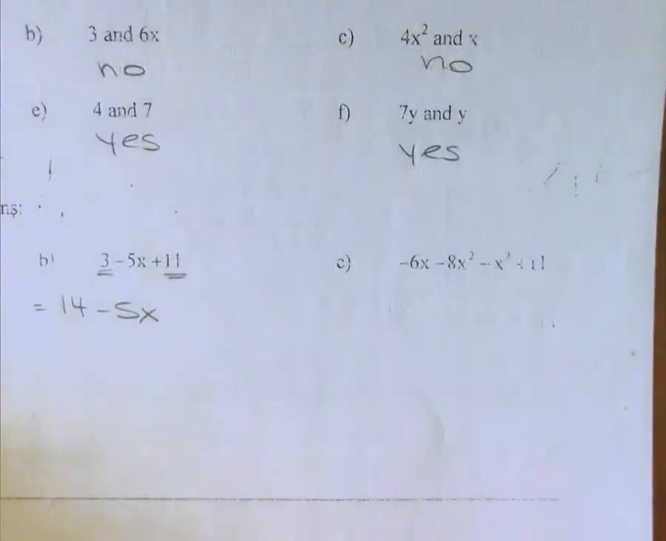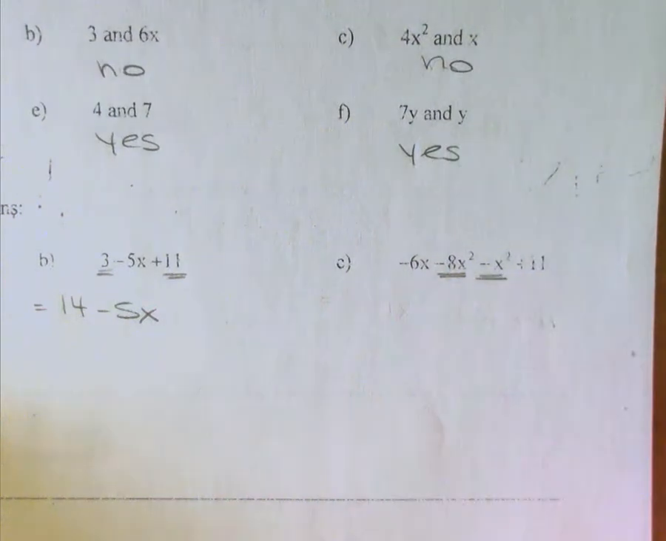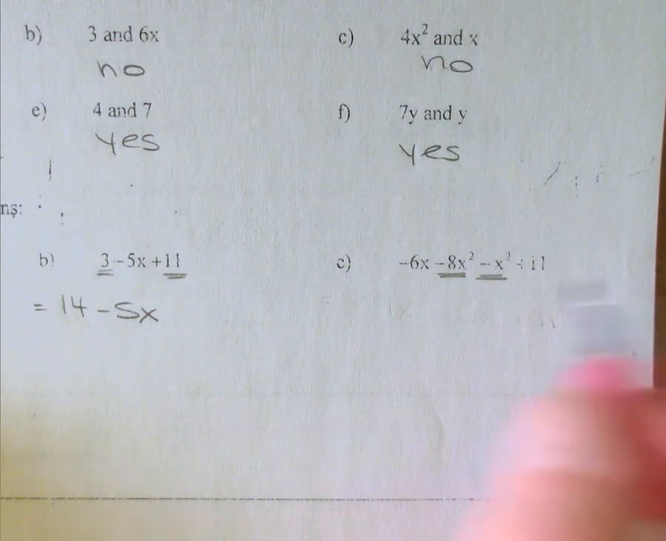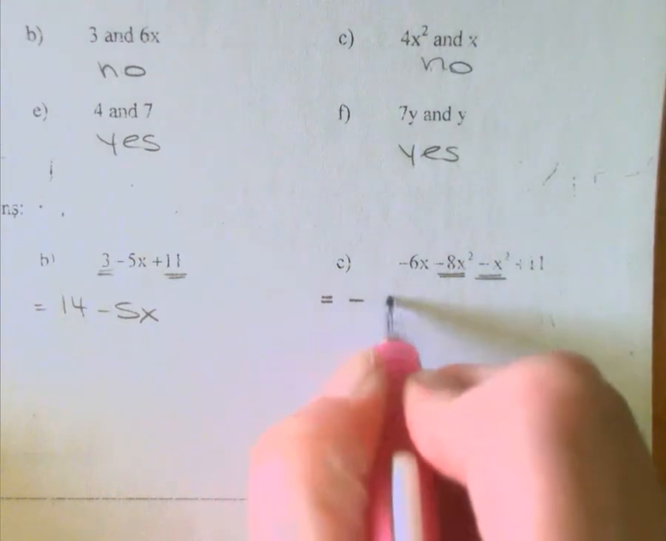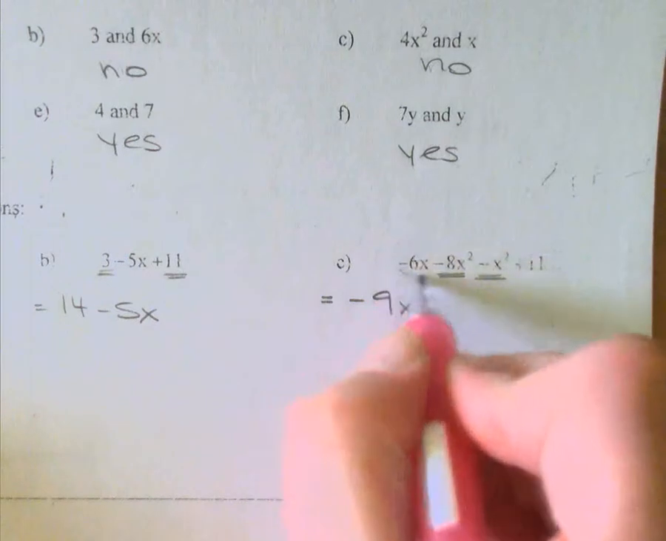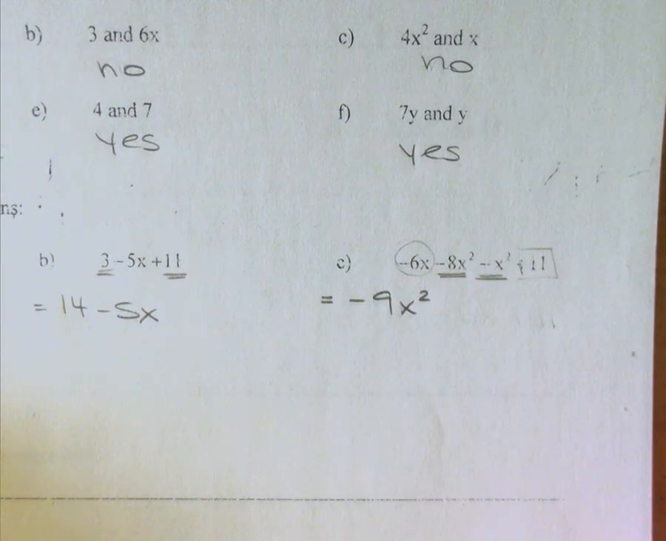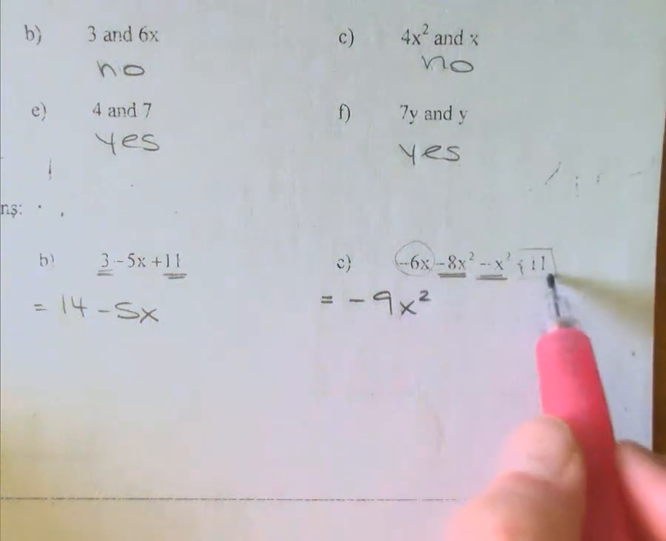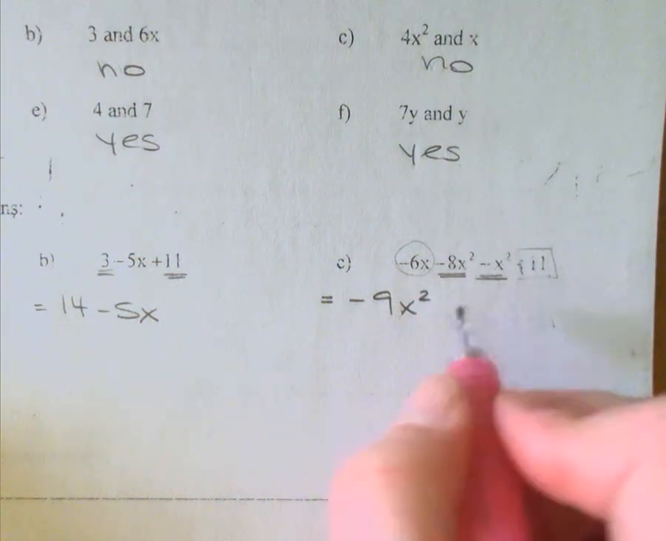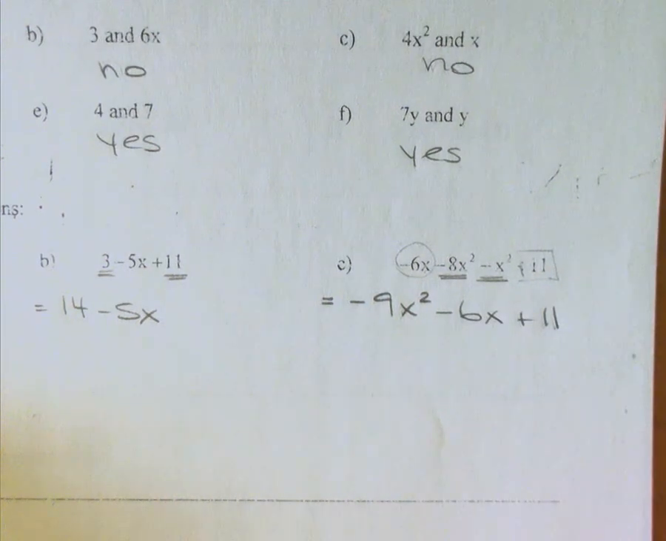If I look at the next one, I have minus 8x squared minus another 1x squared. So that is minus 9x squared in total. Then I have a minus 6x and a plus 11. This has an x, this does not. So I would simply write minus 6x plus 11 after.